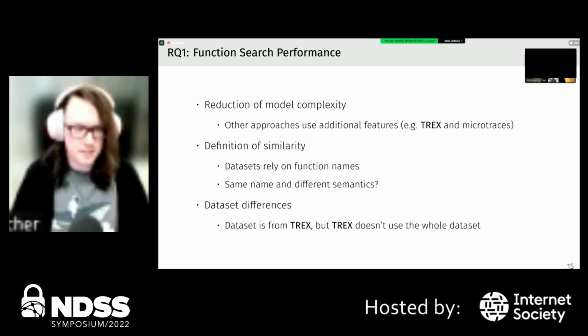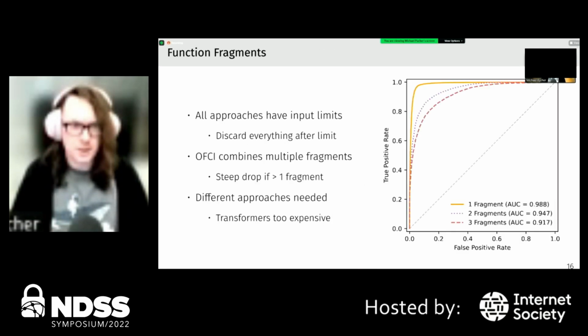There's also dataset differences in the values reported because we use the dataset from TREX, but we only later realized that TREX doesn't use the whole dataset, but uses specific versions of the binutils and coreutils and so on. So we had additional versions in the datasets that TREX didn't use, or at least not for evaluation. We also realized something when we ran into the length limit of the transformer, because all approaches that are based on the transformers have some kind of input limits. And the pervasive strategy we found is to just discard everything after the limit mostly.